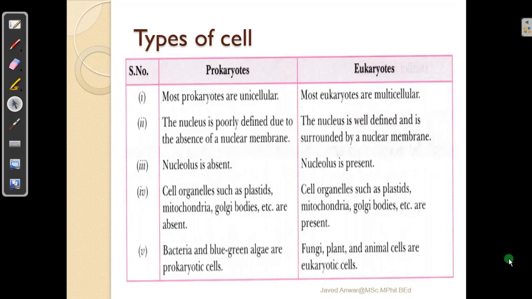Hello students, in this session we are going to talk about types of cells. Before I actually jump on to the topic, I would like to compare this with a simple life example.